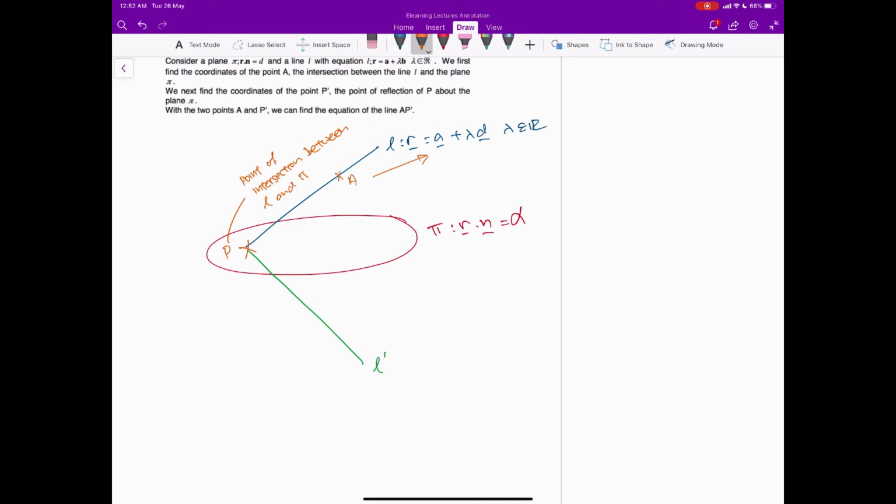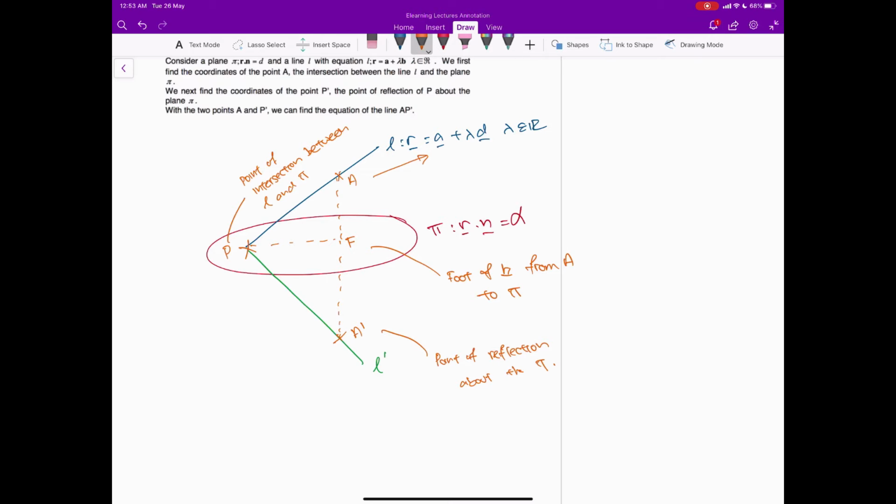From here, I'm going to find the foot of the perpendicular. This is the foot of the perpendicular from point A to a plane. It's something that we actually learned also. The next thing we'll learn is to find this A prime. A prime is the point of reflection about the plane. This is not in the notes, and it's not in the video as well.